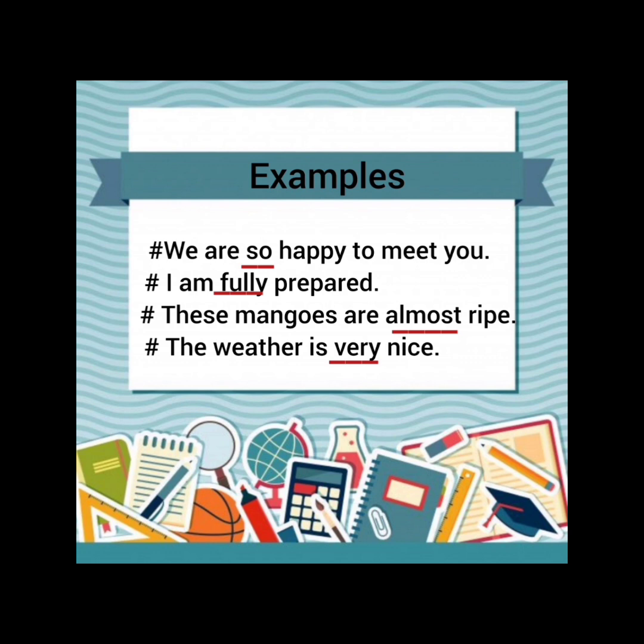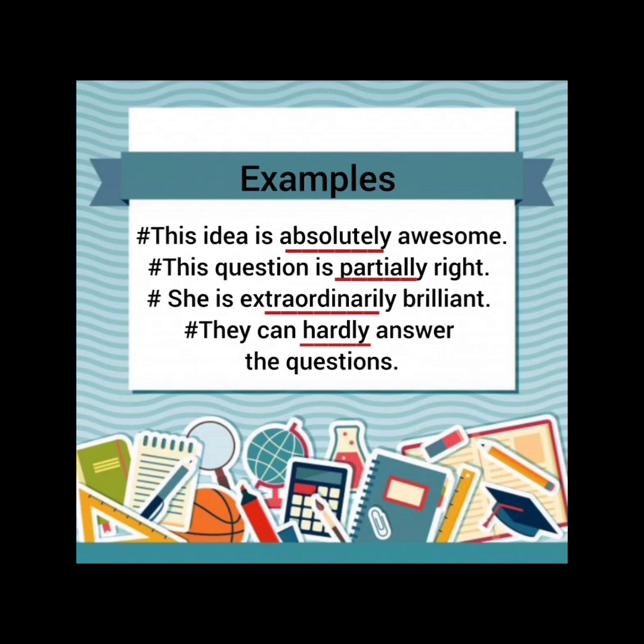The weather is very nice. Very is considered an adverb of degree as it is modifying an adjective here, that is nice. This idea is absolutely awesome. Again, absolutely is used as an adverb of degree and it is used to modify the adjective awesome. This question is partially right. How much? This question is right. So this question is partially right.